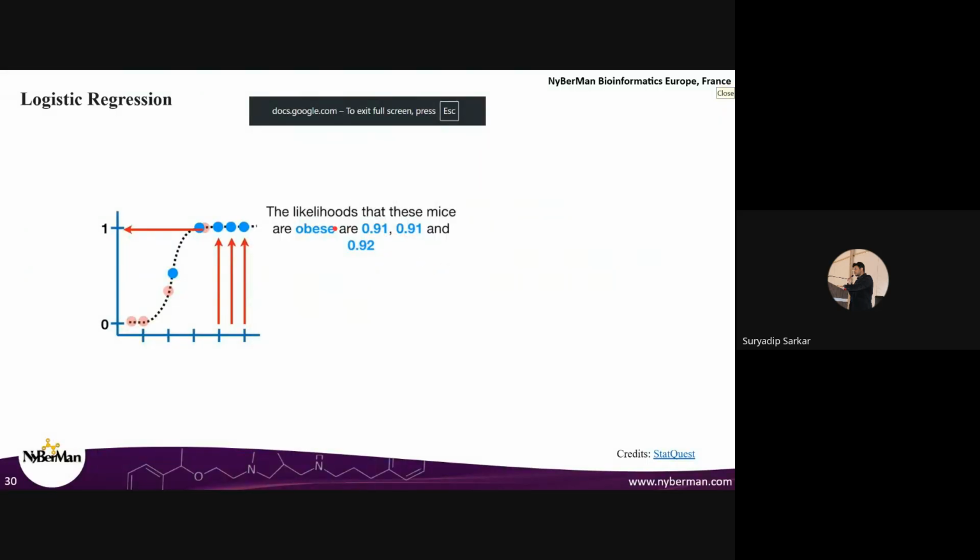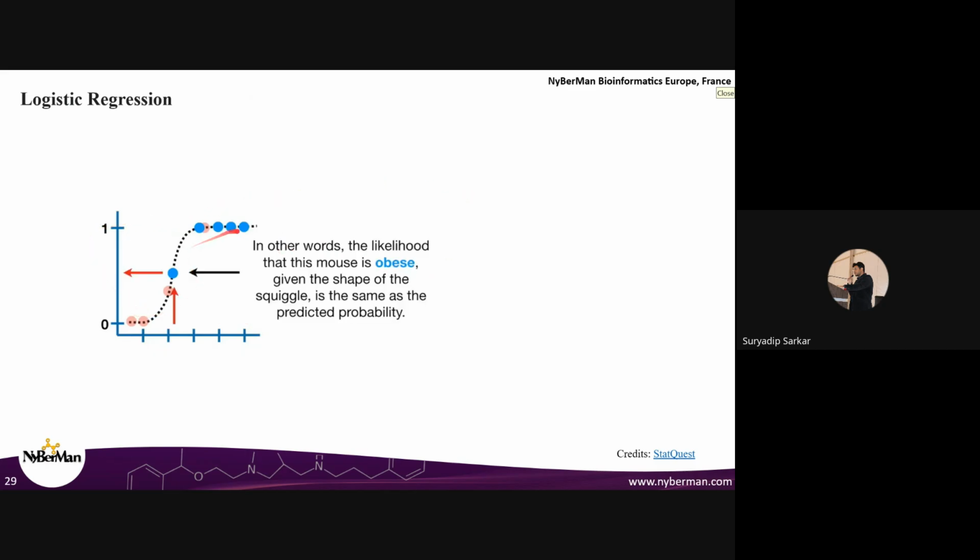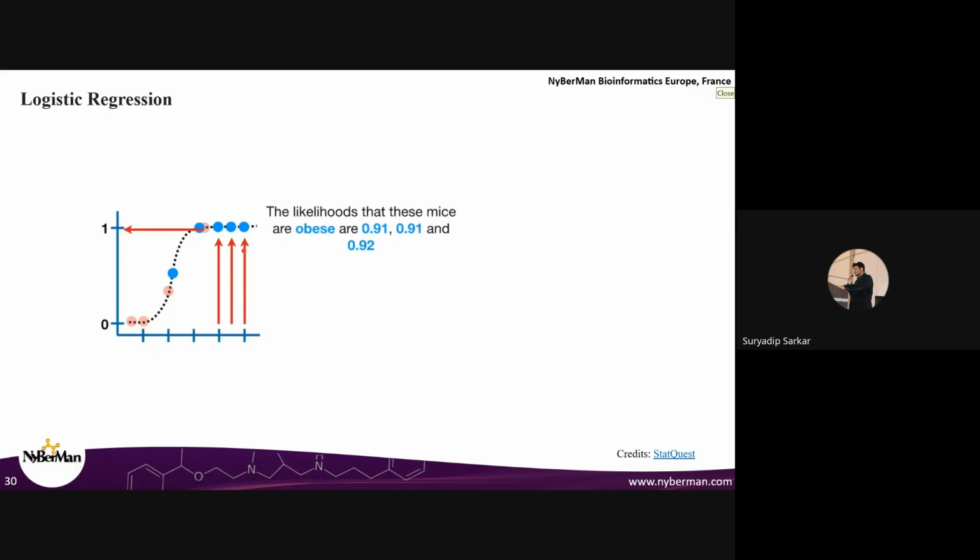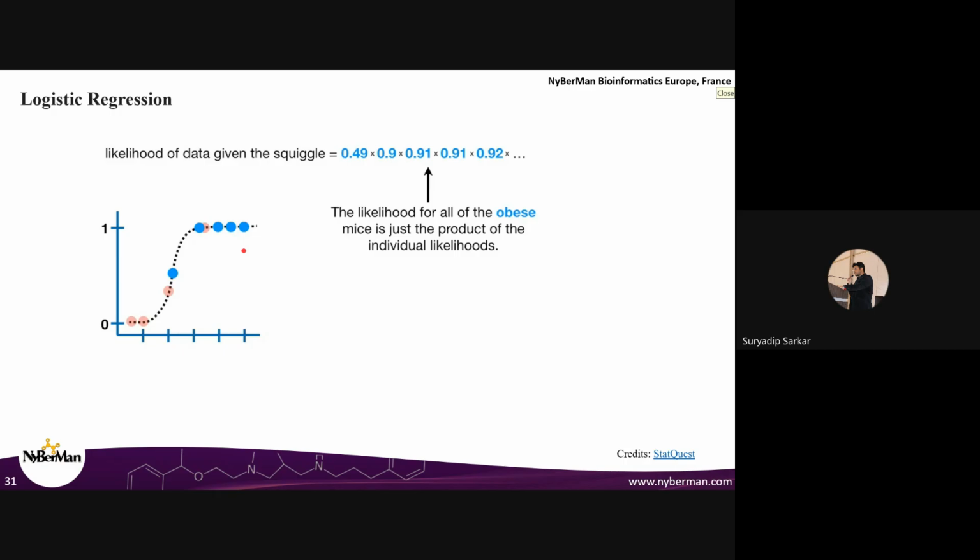So these are the likelihoods that we have calculated from this particular sigmoid curve. These are only for the obese mice. Now, the likelihood of our data given the squiggle is given by a product of all these likelihoods. So we have to multiply all these likelihoods. Let us keep it aside for now. We know these likelihoods and we have calculated them for all these blue data points.